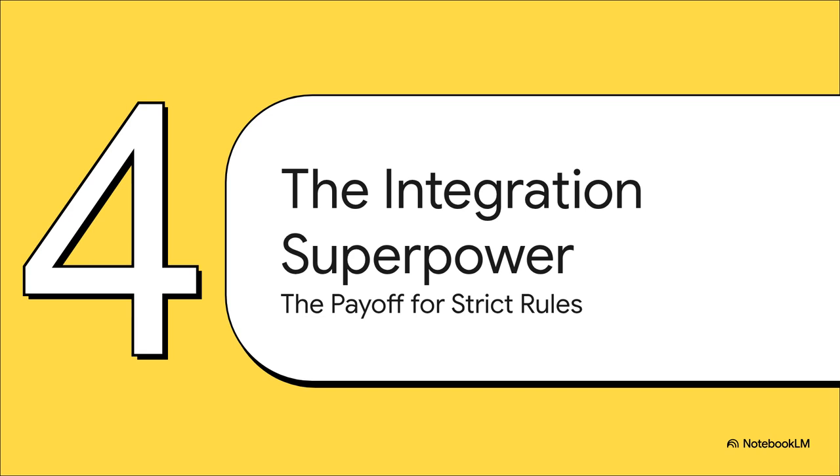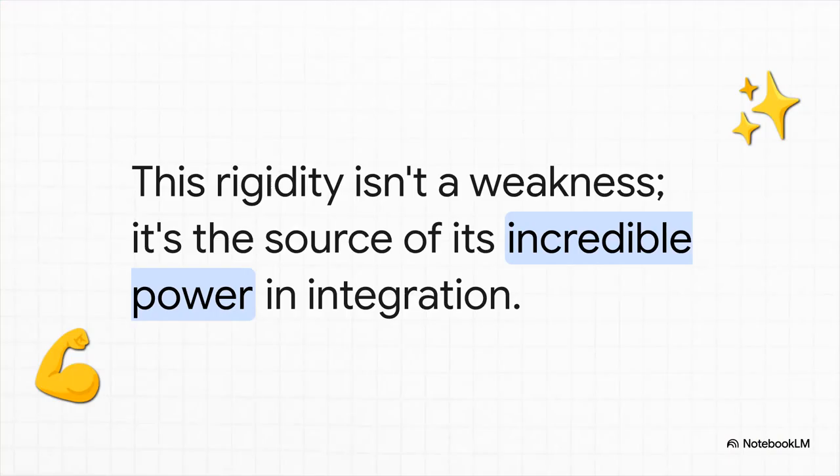Because the reason we put on that straitjacket, the reason we accept all these incredibly strict rules, is because it gives us a genuine superpower. It's time to talk about the integration superpower. That's the answer. All that strictness, all those rules, they aren't a limitation. They are the source of the magic.